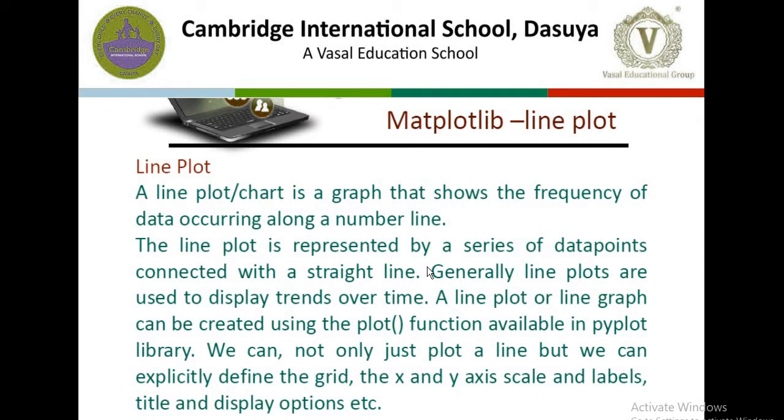Now moving to the line plot, students. Line plot is basically drawing lines on a two-dimensional platform. A line plot or chart is a graph that shows the frequency of data occurrence along a number line. So basically that data will be represented with the help of a line. The line plot is represented by a series of data points connected with a straight line. Generally, line plots are used to display trends over time.